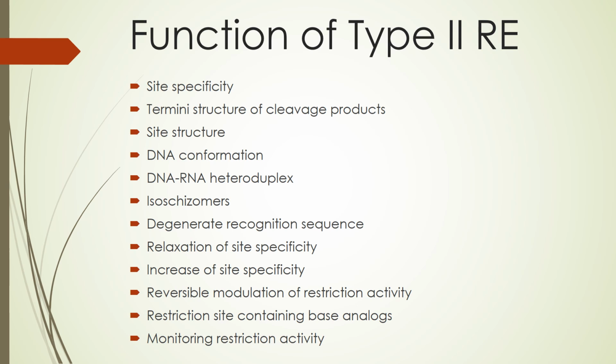Next is the DNA-RNA hybrid cleavage. Several restriction enzymes are able to cleave DNA-RNA hybrids, albeit at a slower rate or at 20 to 50 times higher enzyme concentration. These enzymes include EcoRI, HindIII, HhaI, MspI, and others.